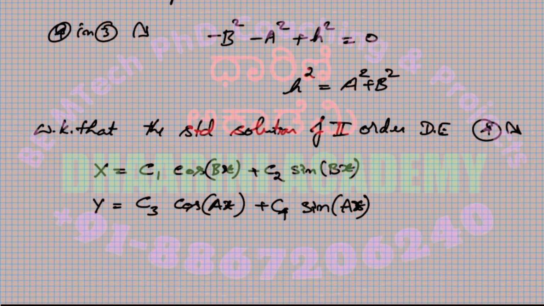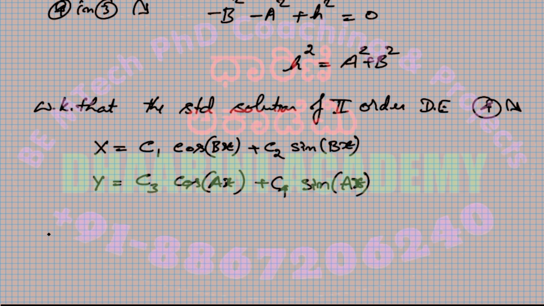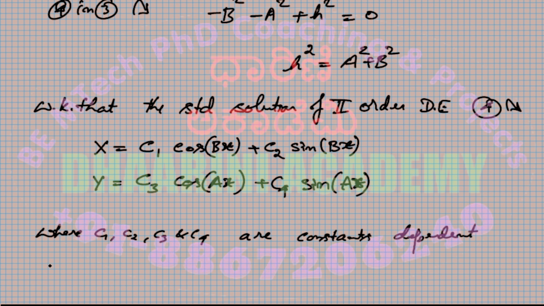Now here we have the following conditions, where c1, c2, c3 and c4 are the constants dependent on the boundary conditions of the waveguide.